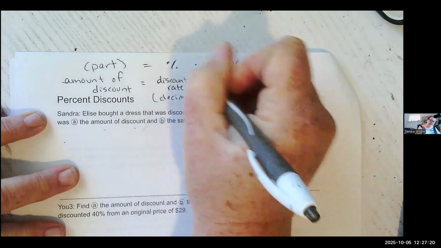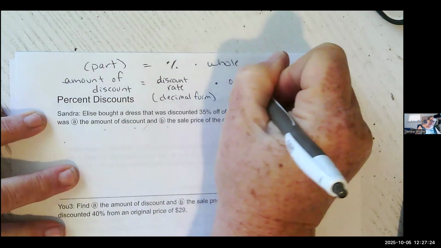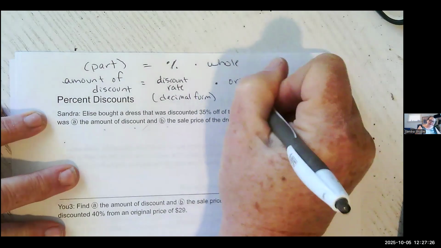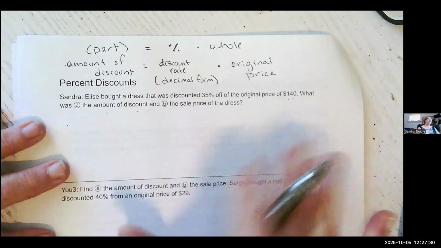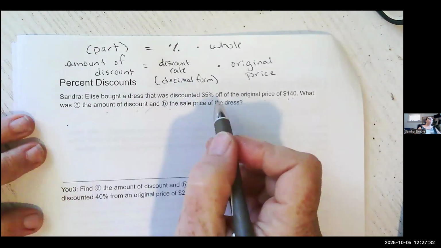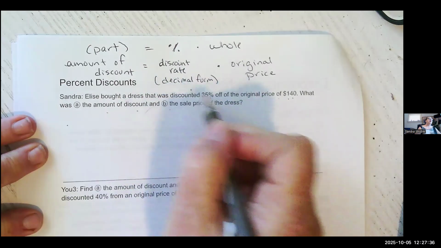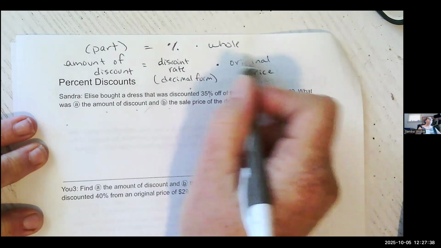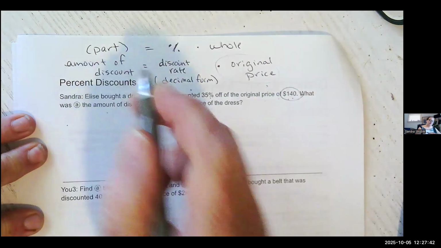That's the percent in decimal form times the whole amount, or the original price in this case. It's all the same exact formula every single time. Okay, so Elise bought a dress that was discounted 35%. That's your discount rate. We need to change it to a decimal of the original price of $140. So we want to first find the amount of the discount.